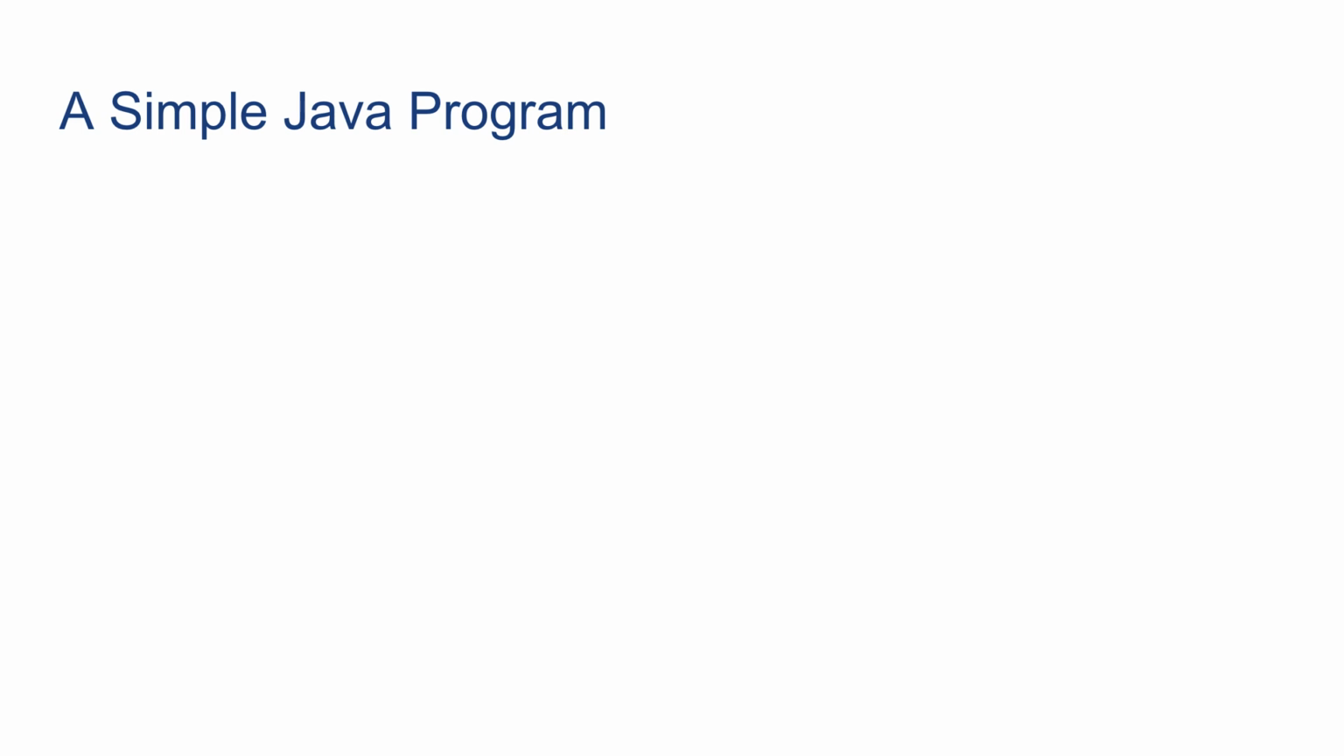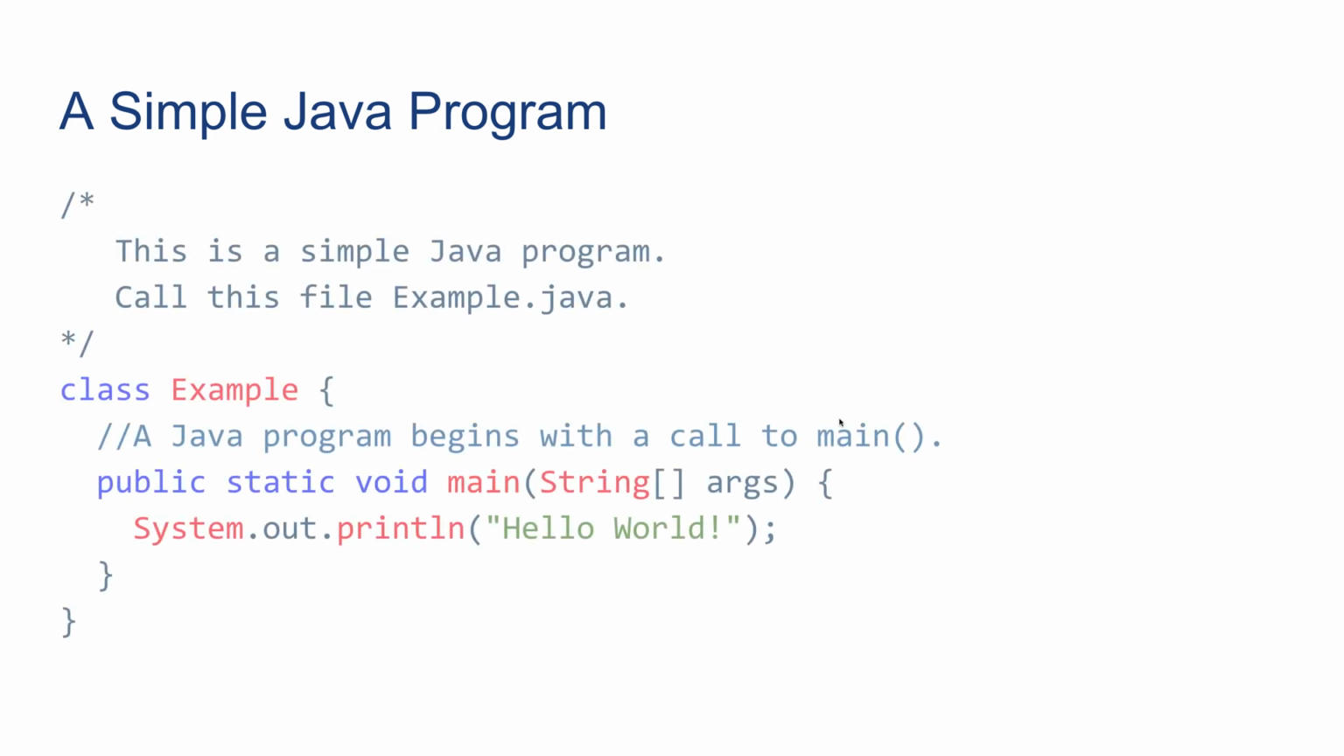So in this video, we're gonna start writing our first Java program. So where do we start? Here's a very simple Java program, and we're gonna write this in our Sublime Text editor and then save as example.java, and then we're gonna go ahead and compile and run this file.